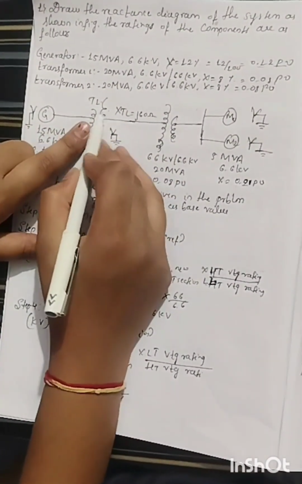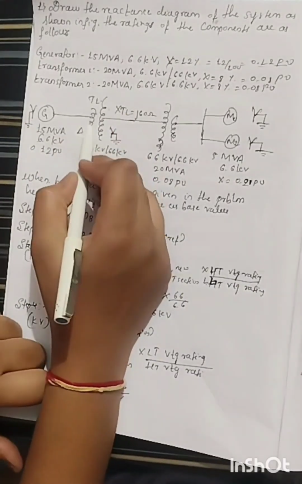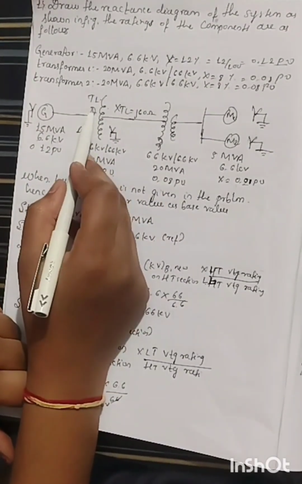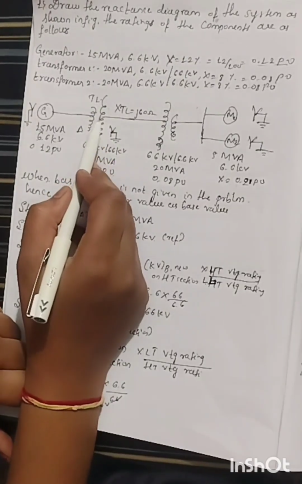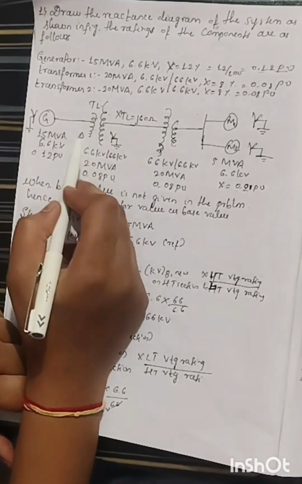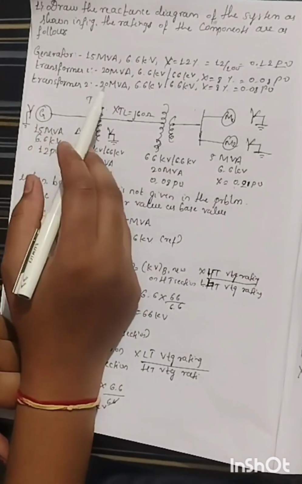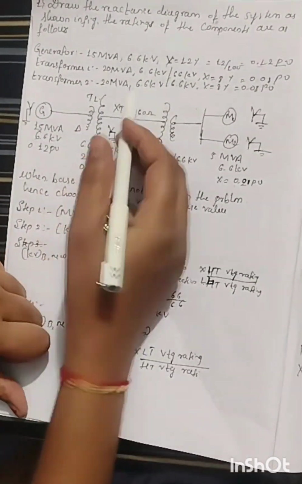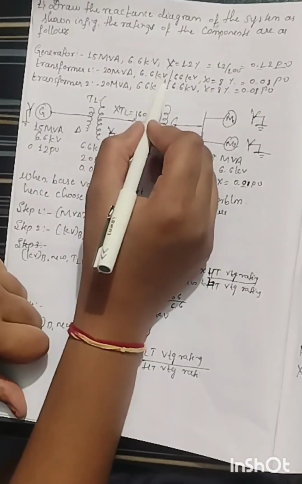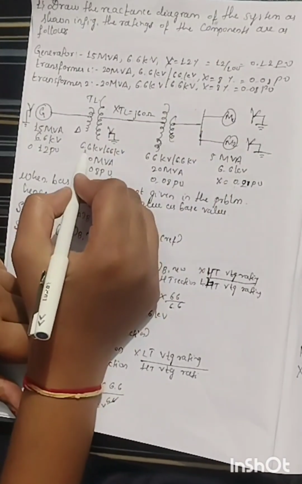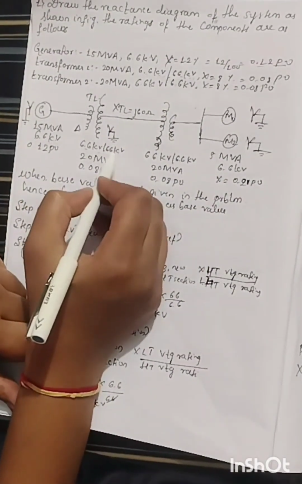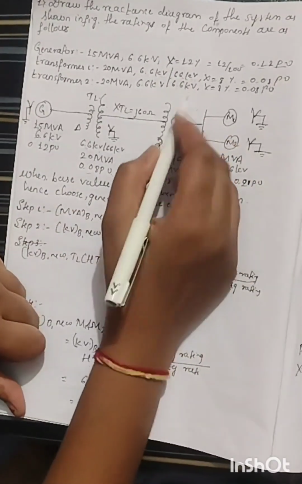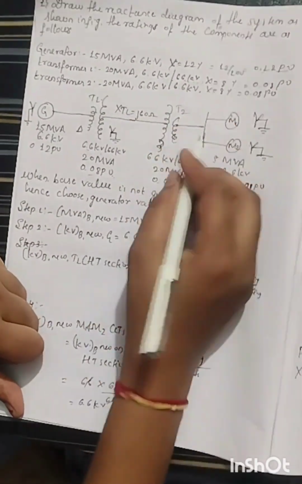Okay, after that this is transformer 1. See, transformer 1 is called a step up transformer. Why? Because the number of windings in the primary section is less as compared to the secondary section. That's why we say transformer 1 is a step up transformer. 20 MVA is there and the rating they have given as 6.6 kV and 66 kV. I am writing 6.6 kV first, then 66, because this is a step up transformer, and the per unit is 0.08.